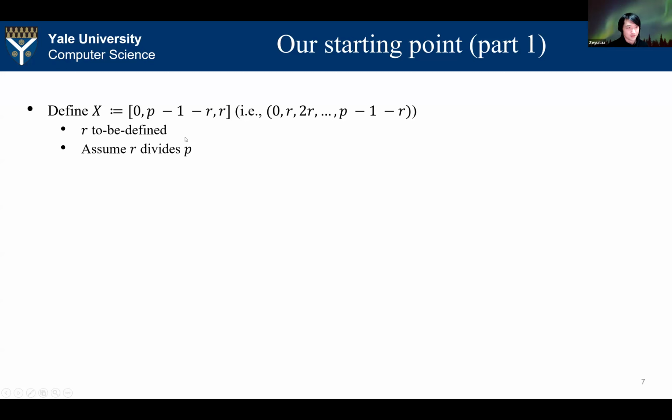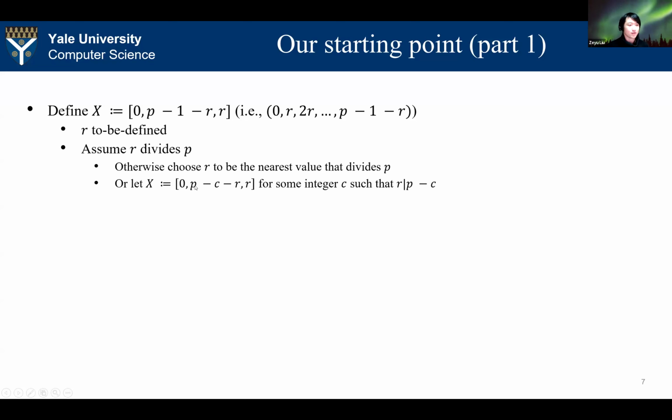And then also we assume r divides p. Actually, r divides p minus 1, sorry. Otherwise, we can just choose r to be the nearest value that divides p minus 1. Alternatively, we can also define 0 to p minus c minus r for some integer c such that r divides p minus c. And then lastly, we define this function f to be the identity function. So you can see this special case is strictly weaker than traditional bootstrapping, because we only work over this subset, and we define this function to be the identity function.